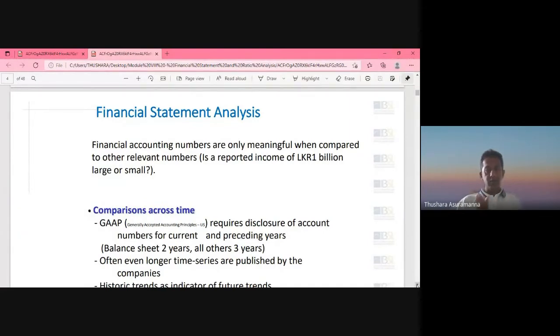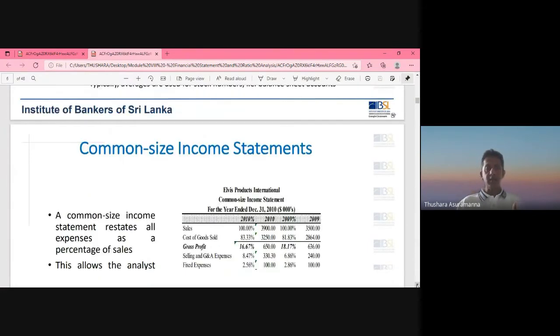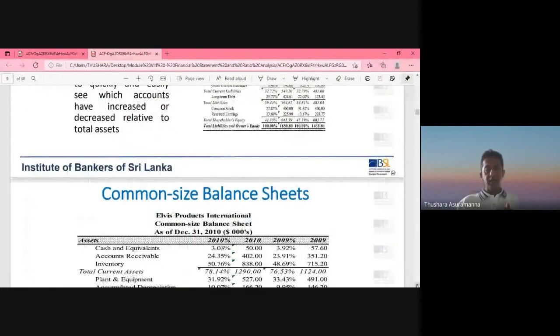One is across time, which we call horizontal analysis. The next is comparison within the industry, which we call trend analysis or industry analysis. Then within the financial statement, that is called vertical analysis. The final one is ratio analysis, which we have gone into detail. For computation purposes, we have done the common size income statement and balance sheet and P&L using that. So we have discussed various financial ratios.